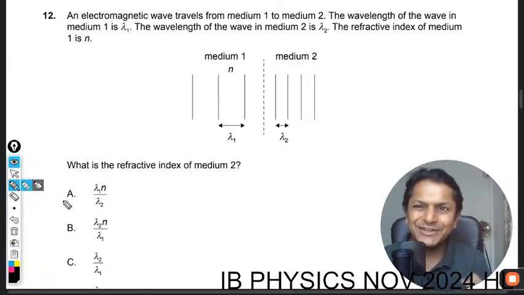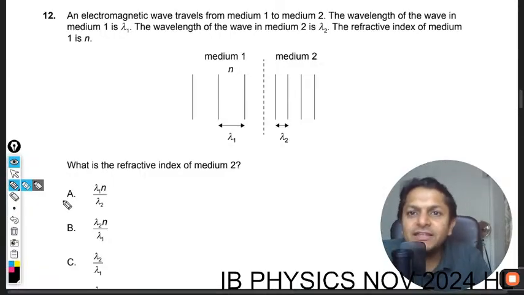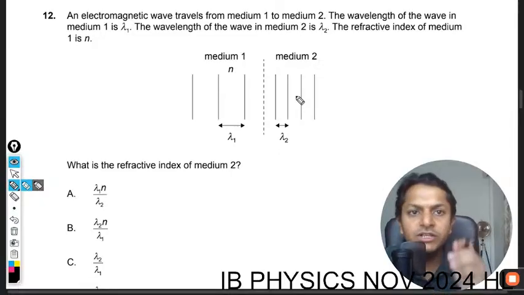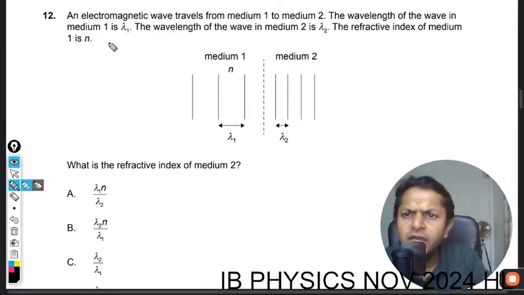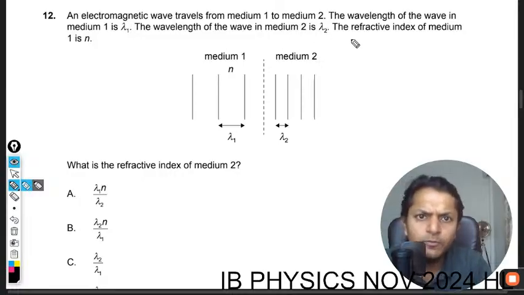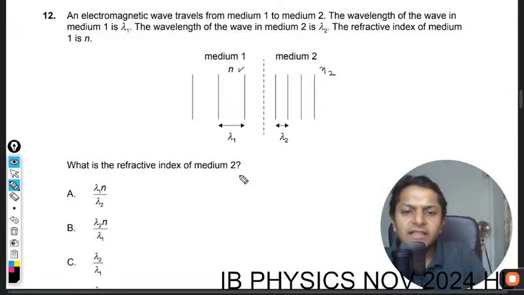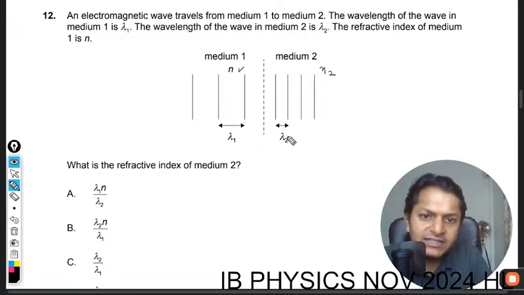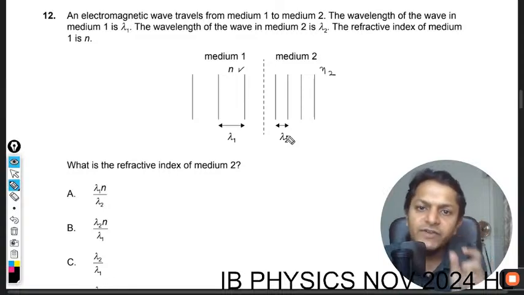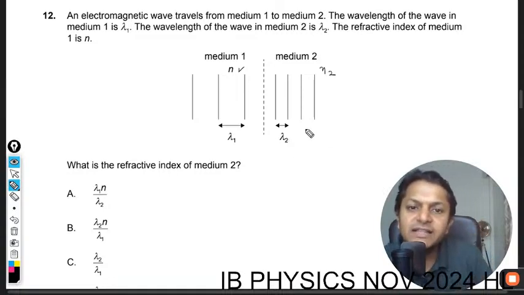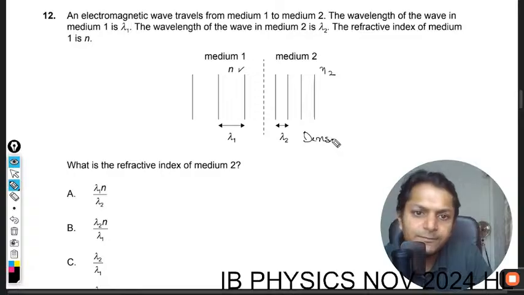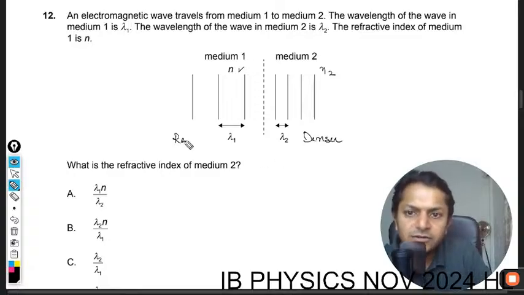Okay people, let's see what is there in this question. An electromagnetic wave travels from medium 1 to medium 2. The wavelength of the wave in medium 1 is lambda 1. The wavelength of the wave in medium 2 is lambda 2. The refractive index of medium 1 is n. What will be the refractive index for medium 2? The wavelength in the second medium is smaller and the wavelength in the first medium is bigger, which clearly means that this medium is denser.